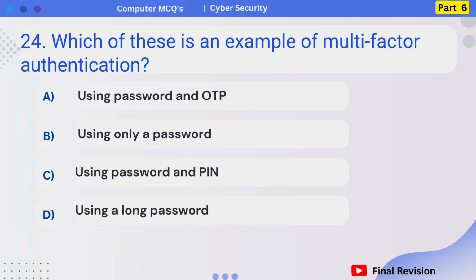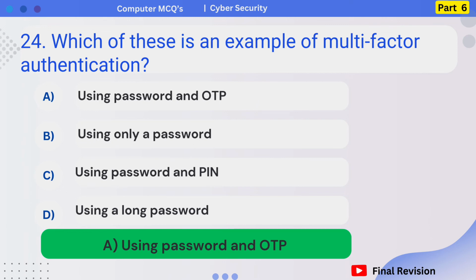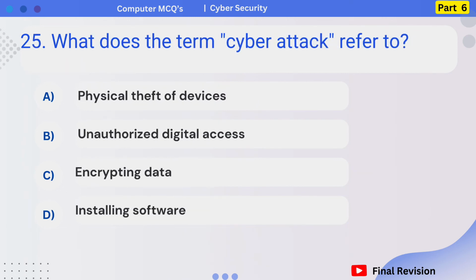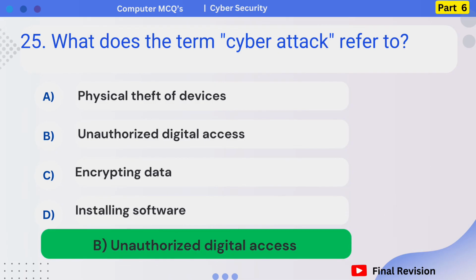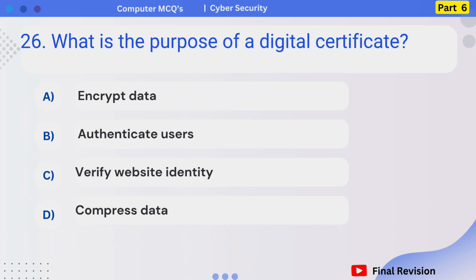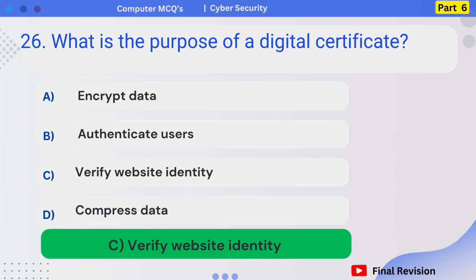Question 24. Which of these is an example of multi-factor authentication? Option A, using password and OTP. Question 25. What does the term cyber attack refer to? Option B, unauthorized digital access. Question 26. What is the purpose of a digital certificate? Option C, verify website identity.